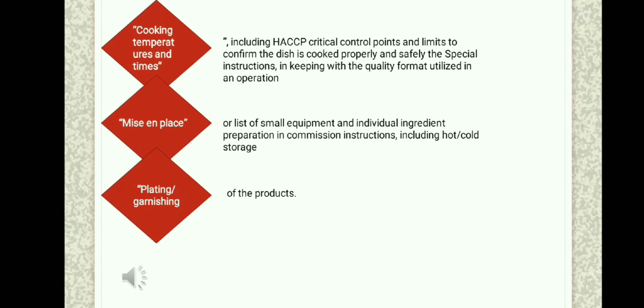How do you standardize a recipe? Make sure your staff know how to read a recipe, and how to measure and prepare the food according to the recipe.